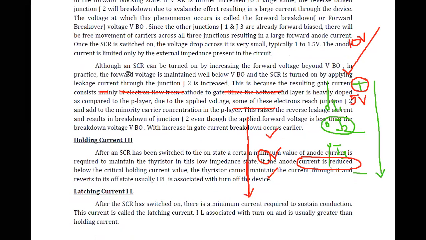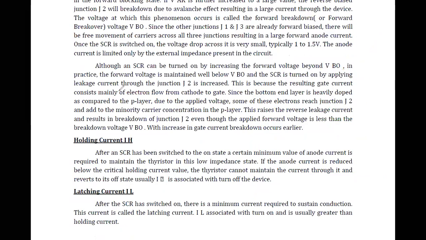So therefore, here you can see in the second paragraph, although an SCR can be turned on by increasing the forward voltage beyond VBO, that is the voltage breakover voltage, in practical conditions the forward voltage should be maintained well below the VBO. And the SCR is turned on by applying the gate current, so that the leakage current through the junction J2 is increased.